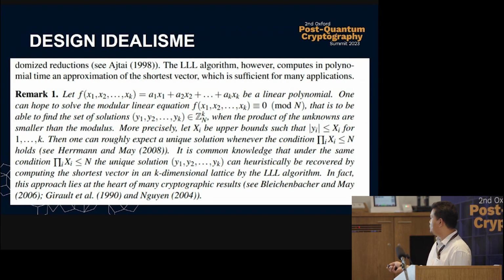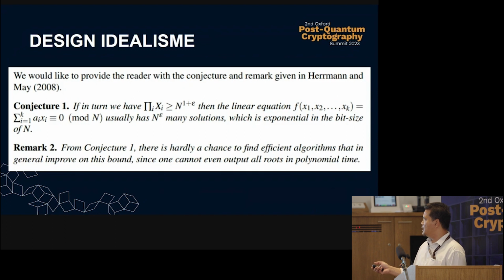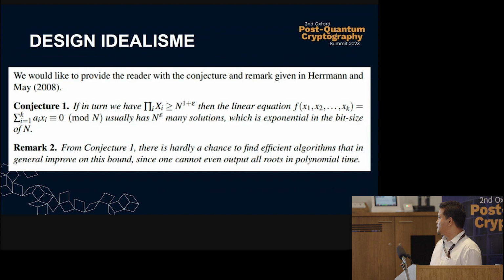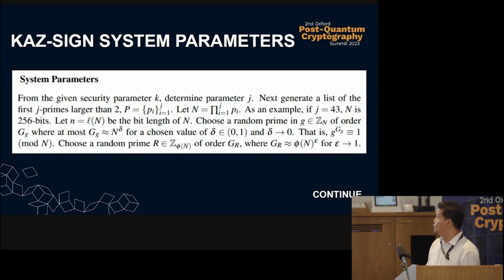if the product of the upper bounds is less than n. But if the product is much larger than the modulus, then usually you have n to the power epsilon many solutions, which is exponential. So from conjecture 1, there's hardly a chance to find efficient algorithms that in general improve from this bound. So we couple this with the modular reduction problem, and we have the following system parameters.